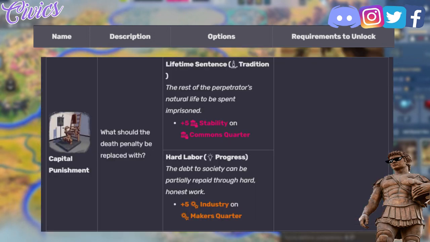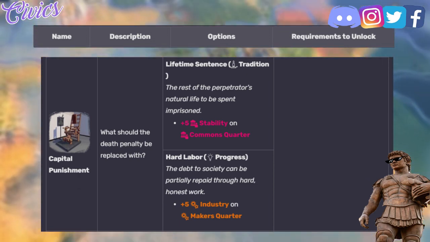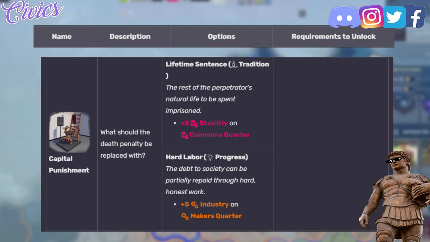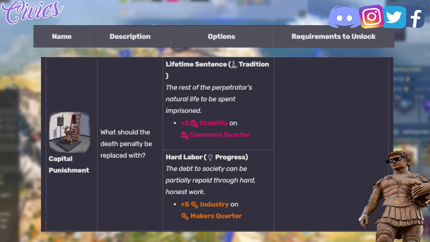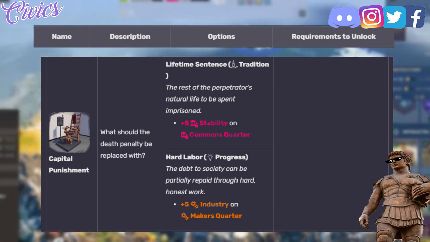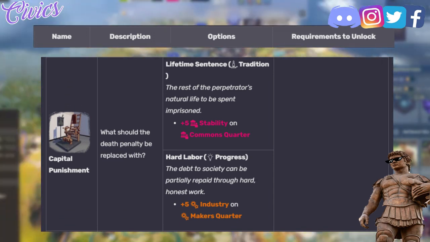Capital punishment. What should the death penalty be replaced with? Option A, lifetime sentence, tradition. The rest of the perpetrator's natural life to be spent imprisoned. Receive +5 stability on commons quarter. Option B, hard labor, progress. The debt to society can be partially repaid through hard honest work. Receive +5 industry on makers quarter.